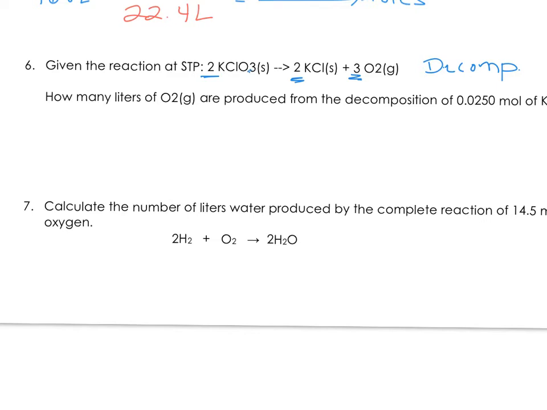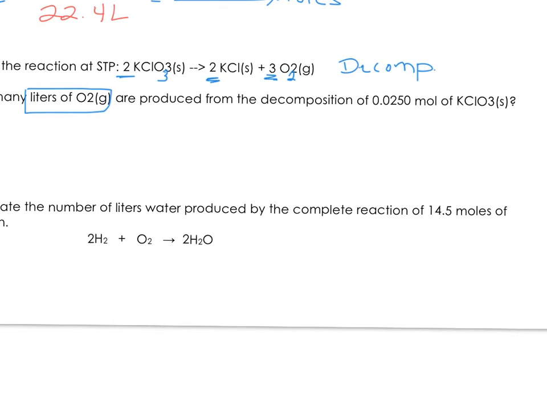Do note that these should be subscripts, and that I just missed making them subscripts. Alright, now the question says, how many liters of O2 are produced from the decomposition of 0.0250 moles of the potassium chlorate? Now, I cannot just jump from moles of potassium chlorate to liters of oxygen. It doesn't work. I'm not dealing with the same stuff.